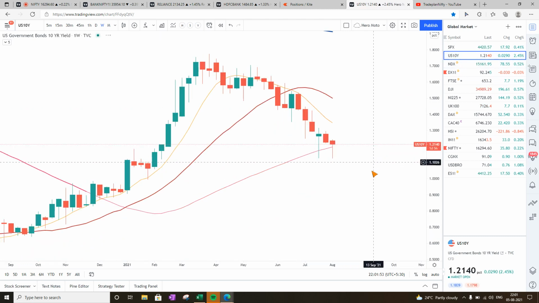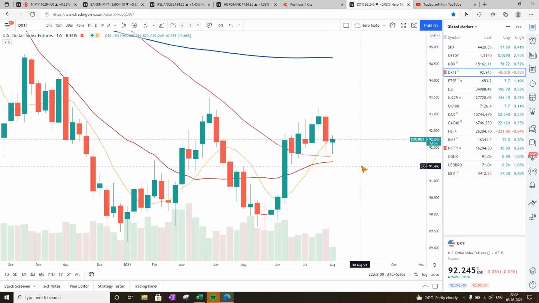US government 10 year bond yield is still at 1.21 and this is looking quite all right. And the dollar index is again below the 8 bar moving average, somewhere at 92.24. It is trying to climb up and we need to see how this shapes up, but as of now it looks all right, but I am pretty sure that it is going to take a support on the 50 and 20 bar moving average. So let's see whether the dollar index is climbing up from here or going down.